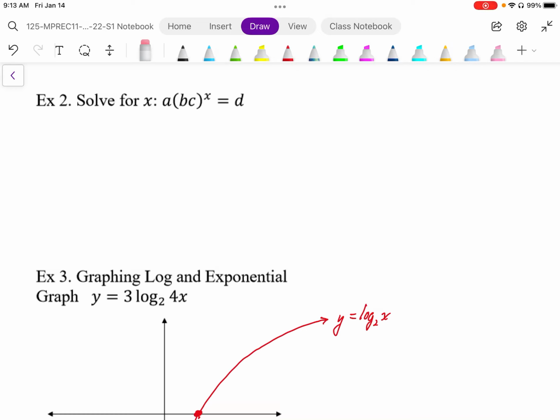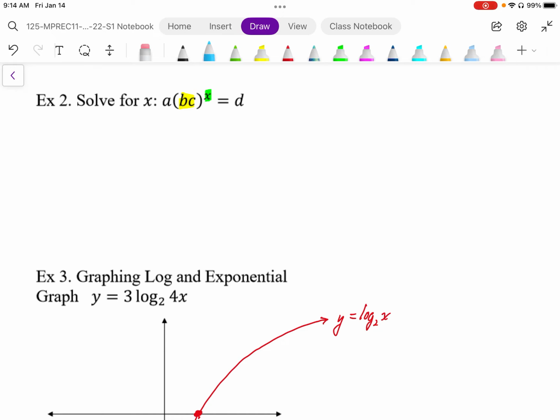In example 2, we're being asked to solve for x, which is in the exponent, so we need to use a log. However, when we use logs, we need to make sure that the base, the argument, and the exponent are clearly defined. So we definitely have a base here. Okay, there's our base. Our exponent is here, but the argument is not clearly defined.